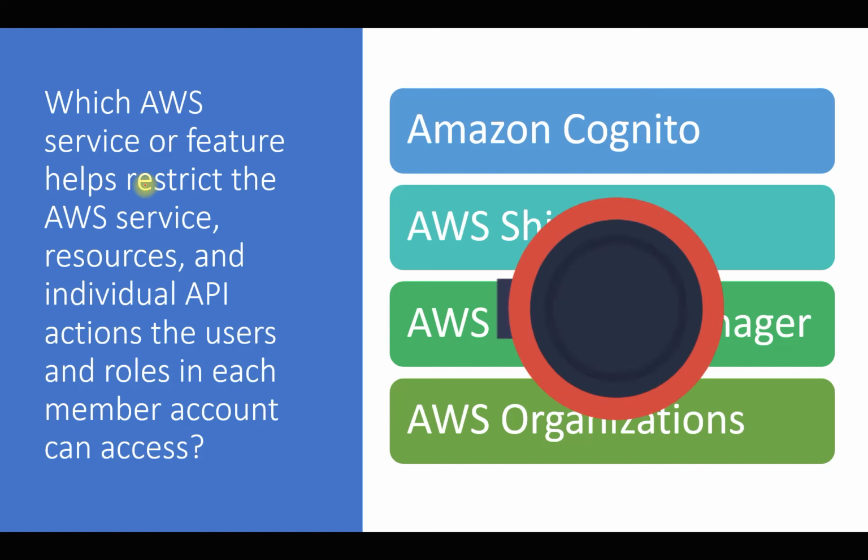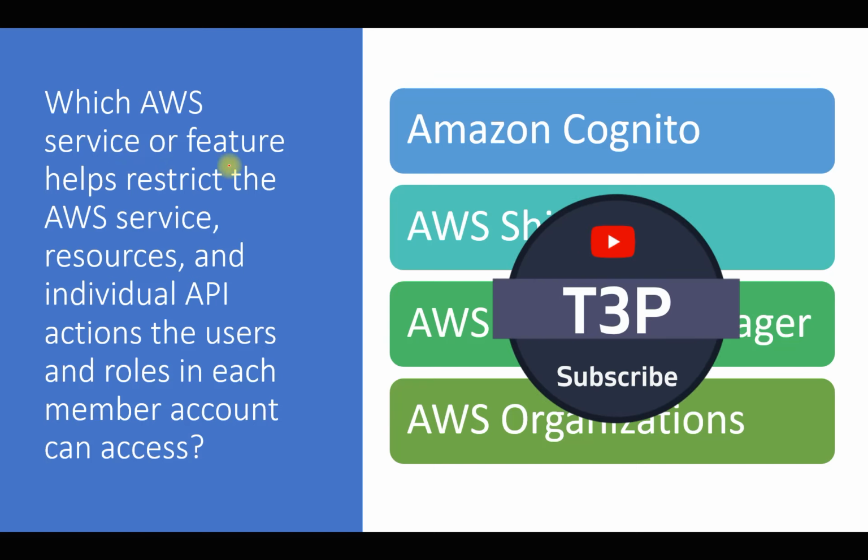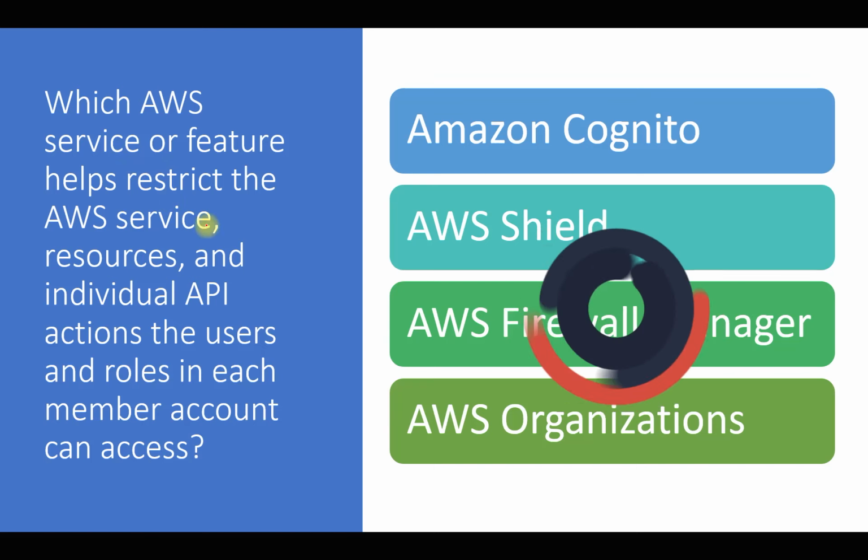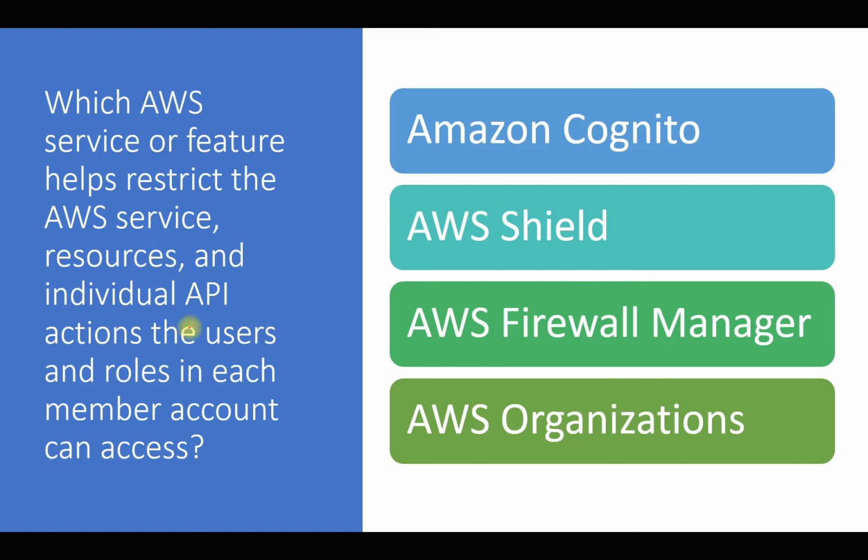Let's talk about this question. In this question, they are asking which AWS service or feature helps restrict the AWS service resources and individual API access the users and roles in each member account can access. The options we have are Amazon Cognito, AWS Shield, AWS Firewall Manager, and AWS Organizations.